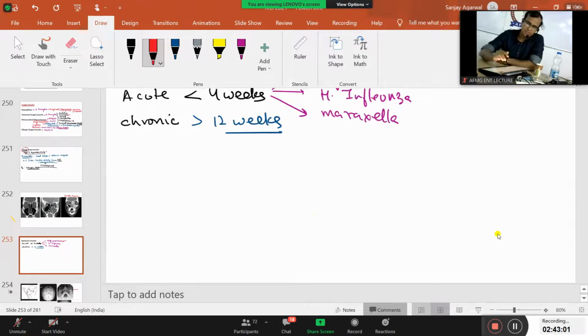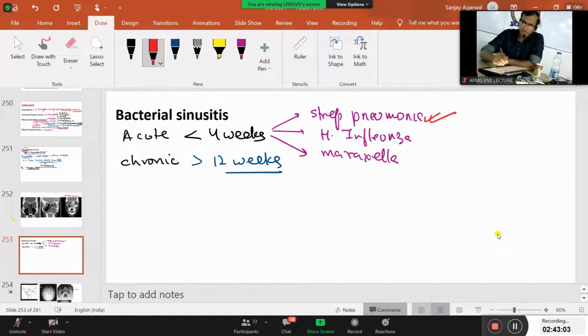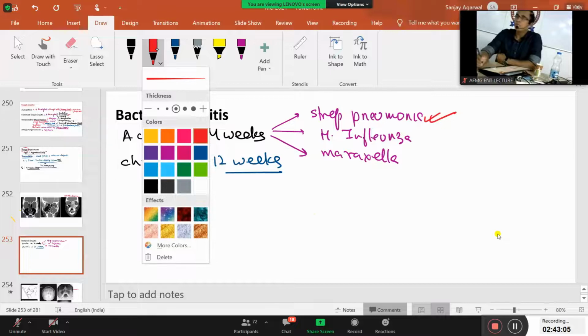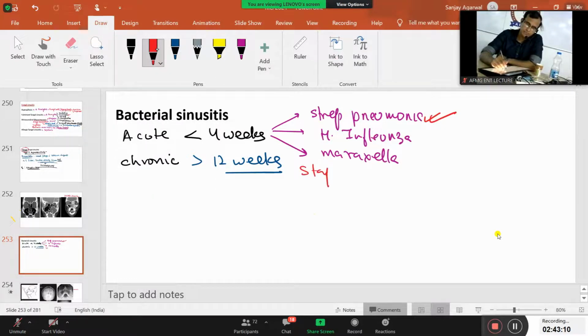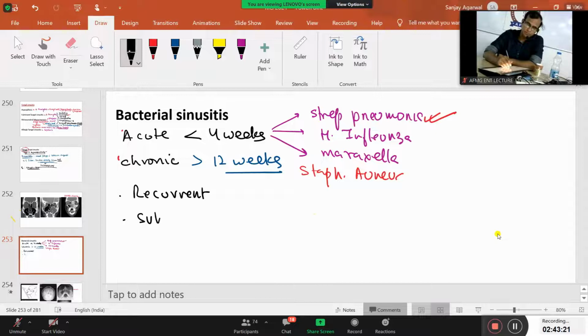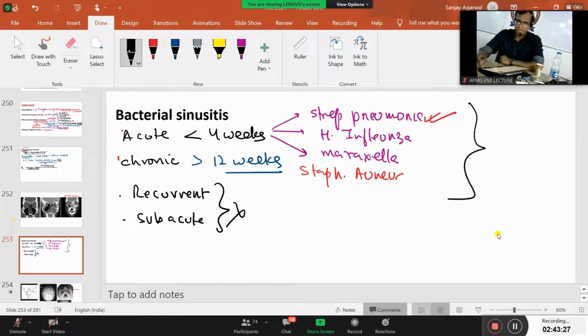Chronic is caused by Staph aureus. What is chronic? Otitis media caused by Pseudomonas. Where is Pseudomonas? This is Staph aureus. Now, besides these 2 which are main, there is something called recurrent and subacute also. These 2 you can ignore. So you have to know only the chronic and the acute sinusitis, and the rest of the 2 can be ignored.